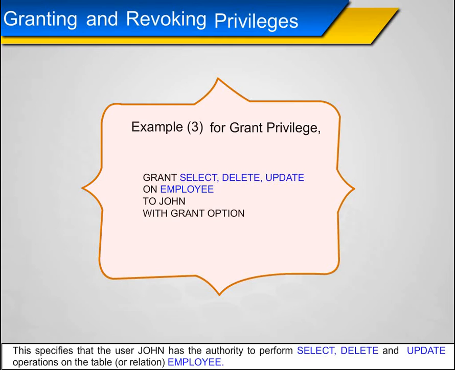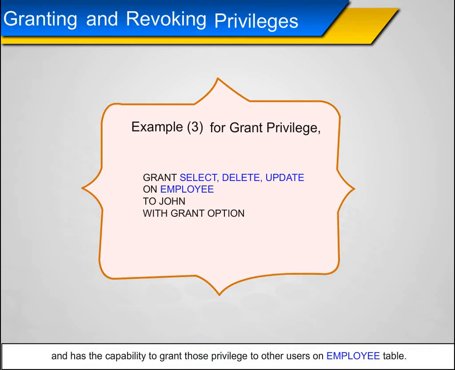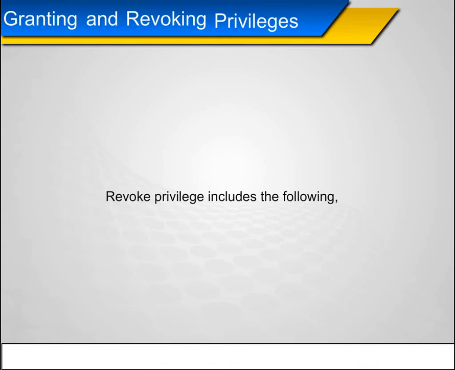Example 3. Grant select, delete, update on employee to John with grant option. This specifies that the user John has the authority to perform select, delete and update operations on the table or relation employee and has the capability to grant those privileges to other users on employee table. Revoke privilege includes the following.